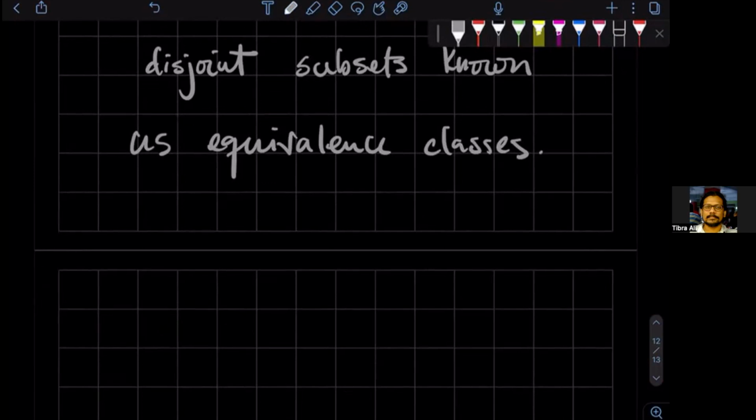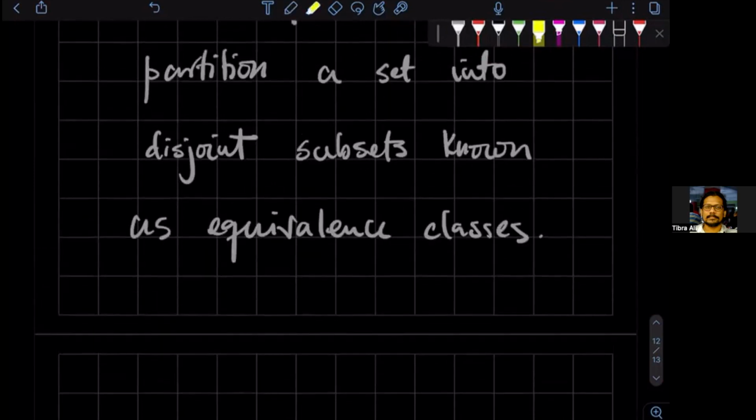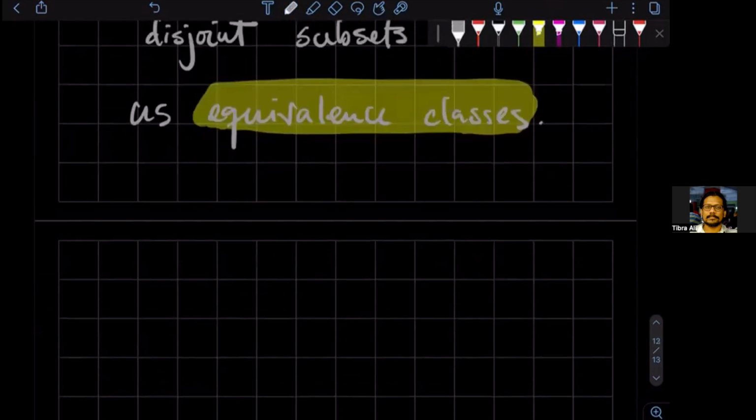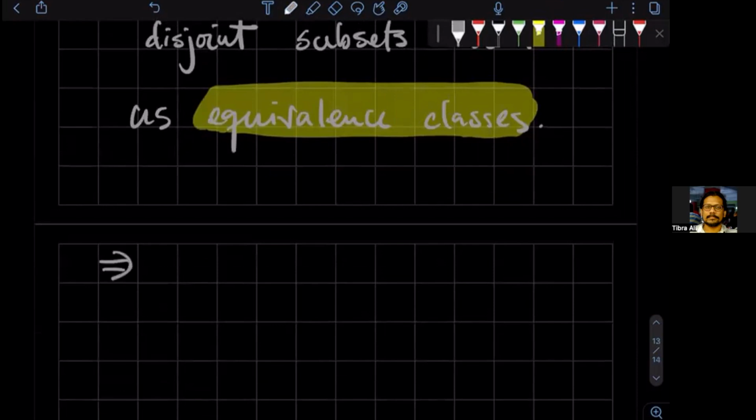So these disjoint subsets are known as equivalence classes. So I've sneaked in a definition in the comment. Essentially the equivalence classes under a conjugate relationship are called conjugacy classes.